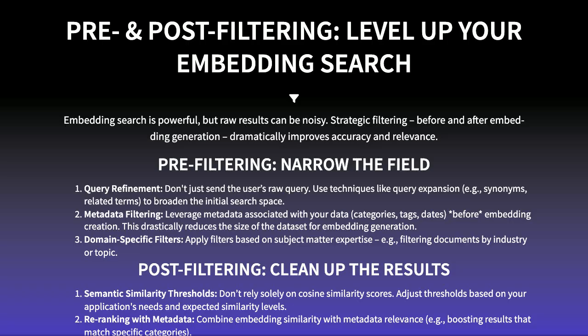Now, on to post-filtering once we've got our embeddings. Instead of just using the raw similarity scores, adjust those thresholds to better match your application's needs. You can also combine embedding similarity with metadata relevance, essentially boosting results that align well with specific categories. And don't be afraid to filter out any embeddings that still seem a little off, even after all that.